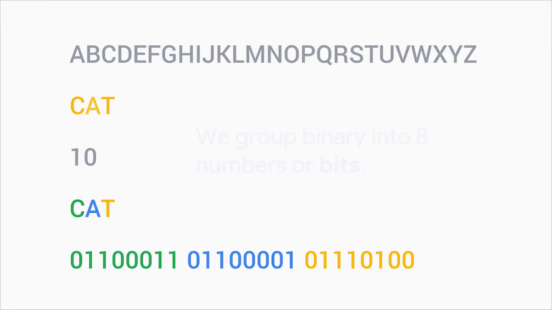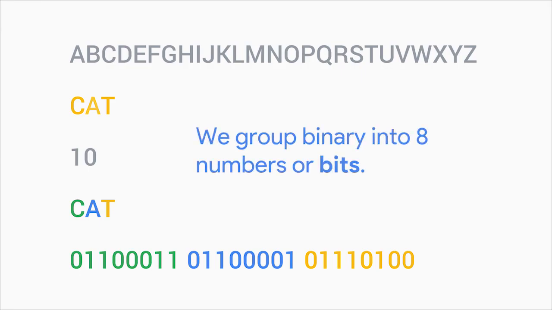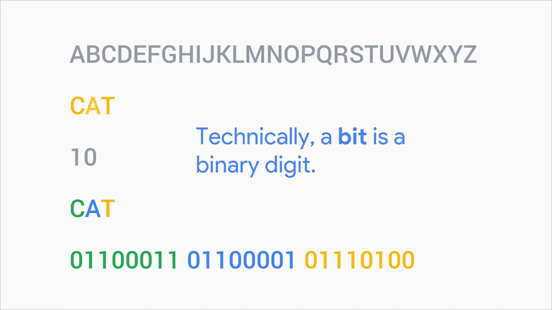In computing terms, we group binary into 8 numbers, or bits. Technically, a bit is a binary digit. Historically, we use 8 bits because in the early days of computing, hardware utilized the base 2 numeral system to move bits around. 2 to the 8th numbers offered us a large enough range of values to do the computing we needed. Back then, any number of bits was used, but eventually the grouping of 8 bits became the industry standard that we use today.